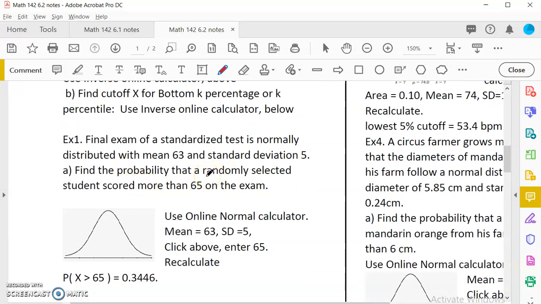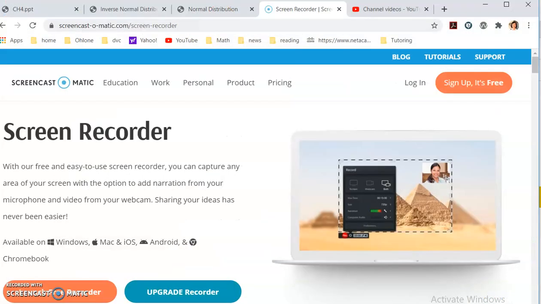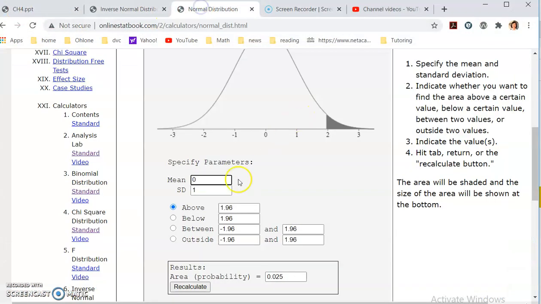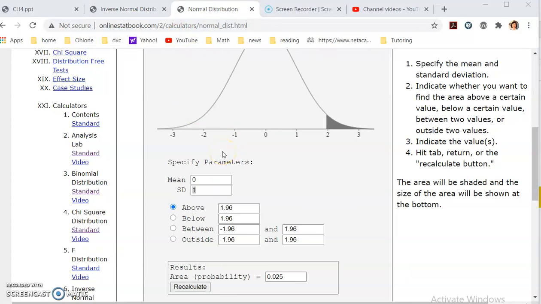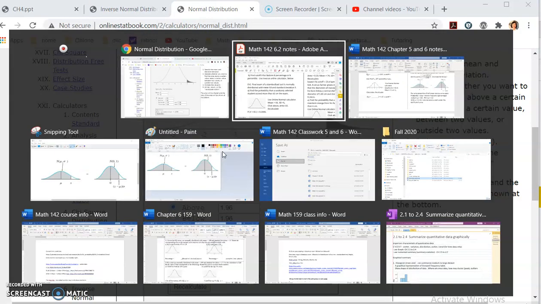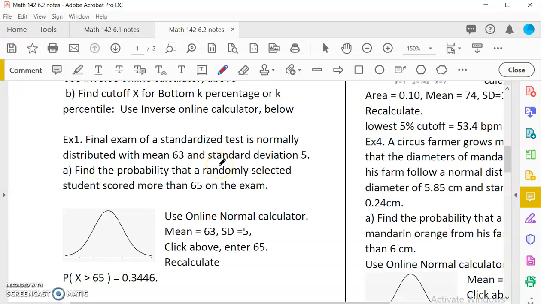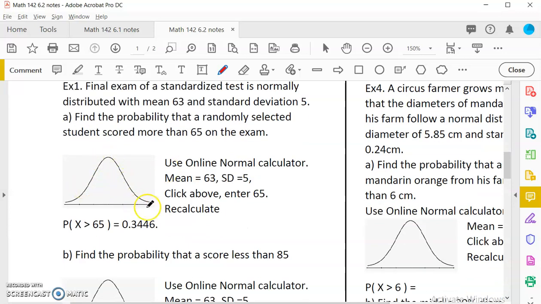So without further ado, we'll just work on an example. Basically, it's the same thing. If you look at the calculator, we use the normal calculator and change this to the real mean. And also we use the inverse calculator, changing the mean and standard deviation. Everything is exactly the same. When we do this kind of question, I want you to draw the picture.